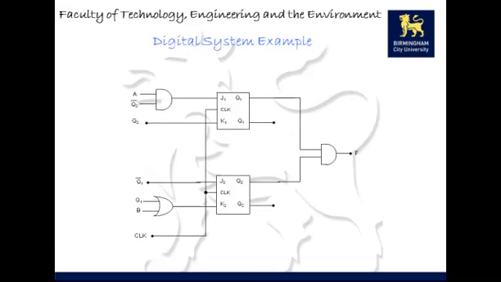this is the actual circuit in question. We can clearly see that there's a sequential element as well as a combinational element. There's two JK flip-flops and two AND gates and one OR gate.